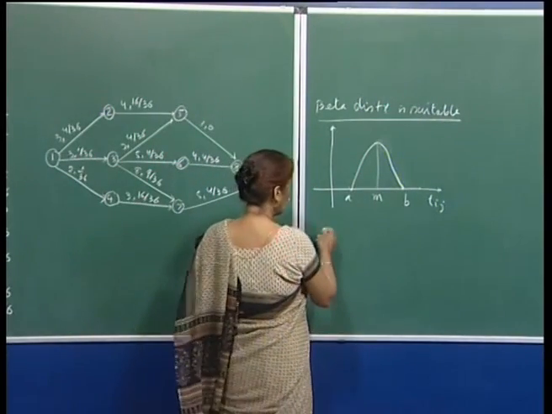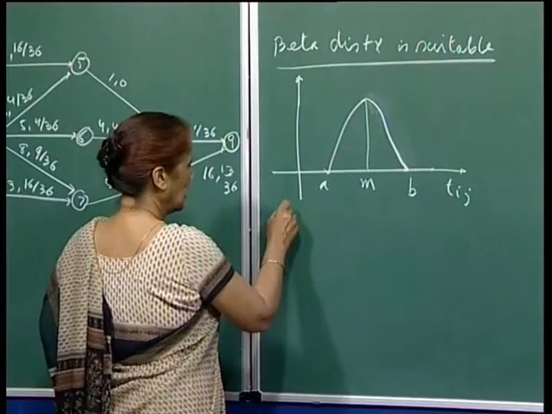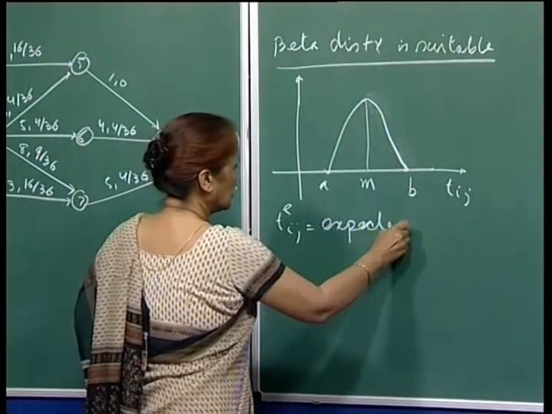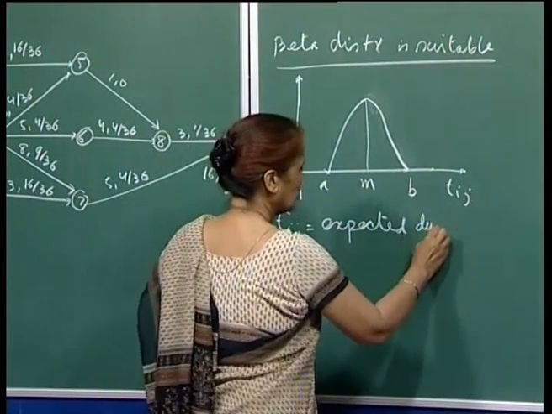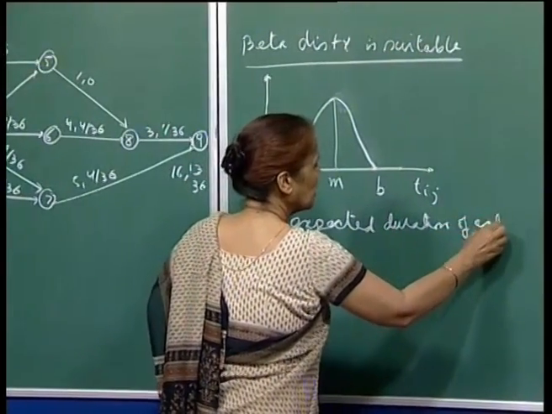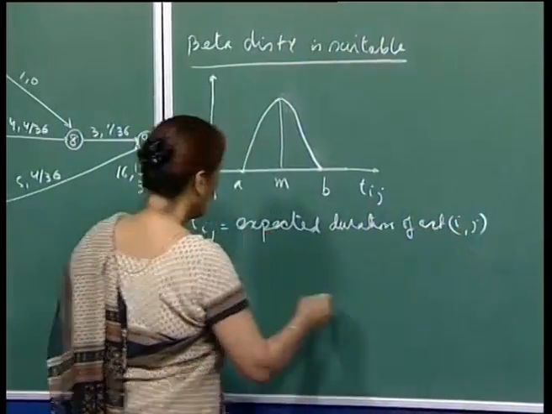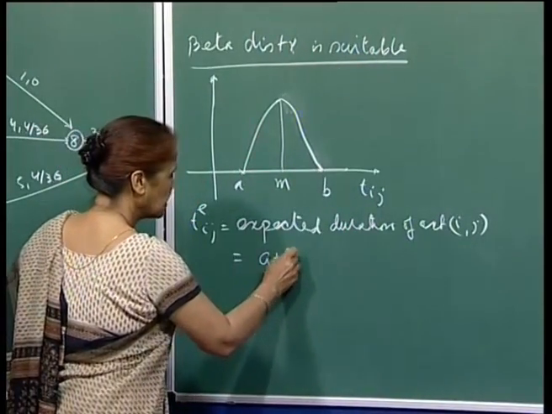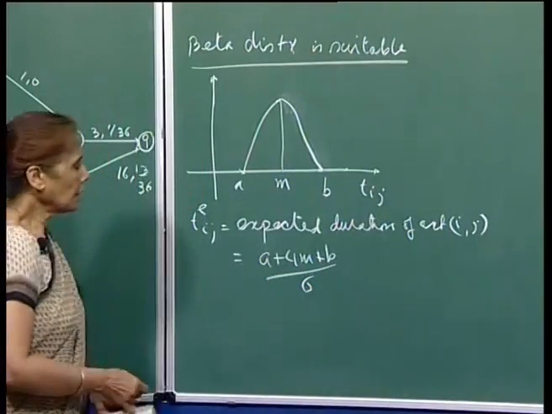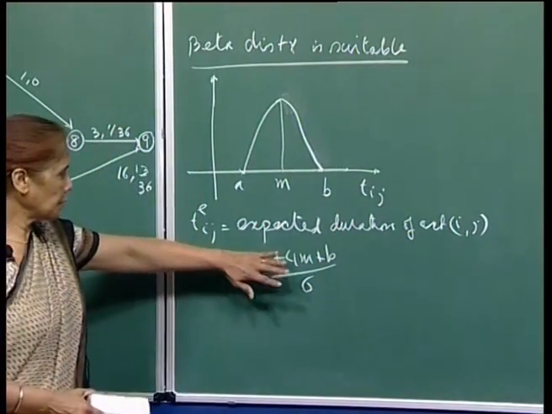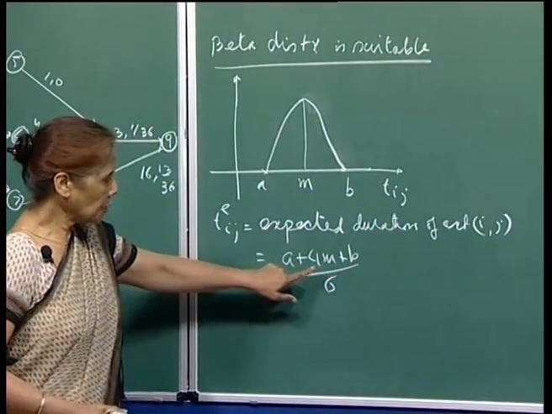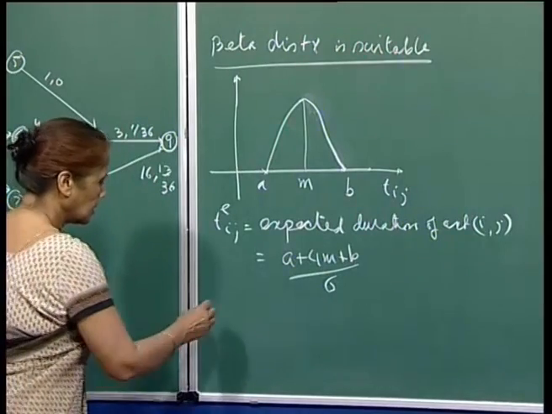So, what we say is that the expected duration of activity ij, the formula is (A plus 4M plus B) upon 6. These are a good fit. So, the expected duration of activity ij is computed approximately by this formula.